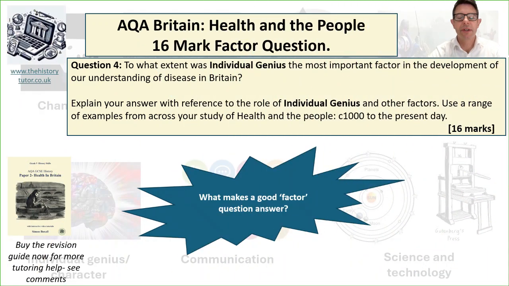So here's our question then, question 4 in the exam. To what extent was individual genius the most important factor in the development of our understanding of disease in Britain? Explain your answer with reference to the role of individual genius and other factors. Use a range of examples from across your study from this health and people topic from 1000 AD to present day. 16 marks.